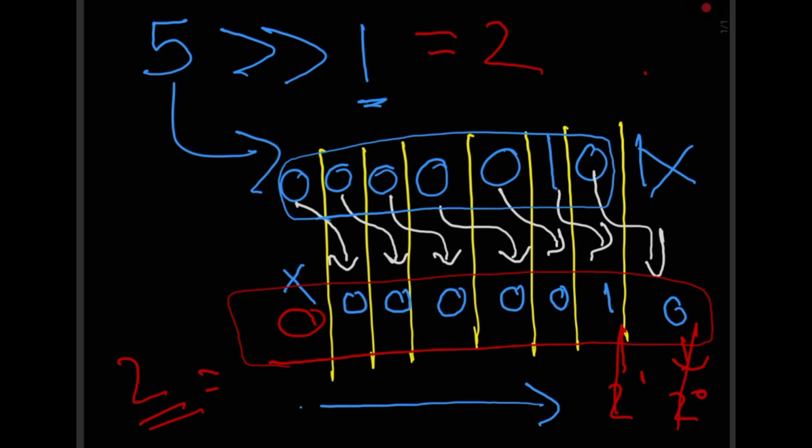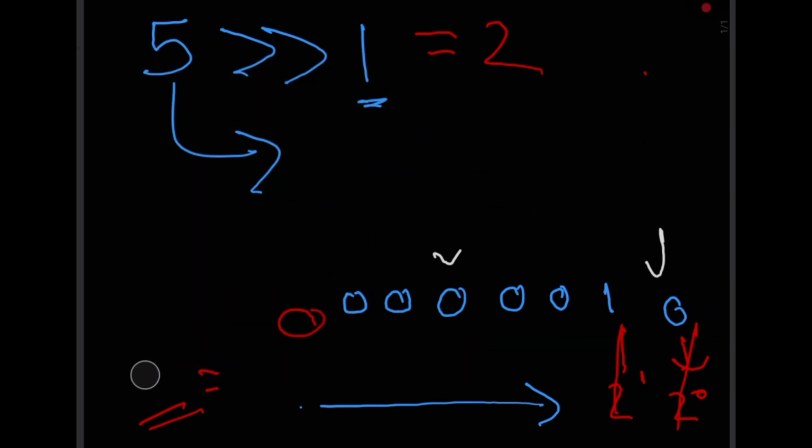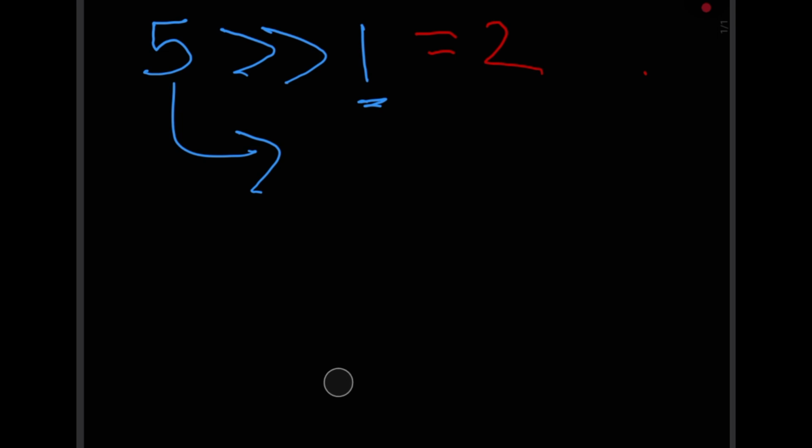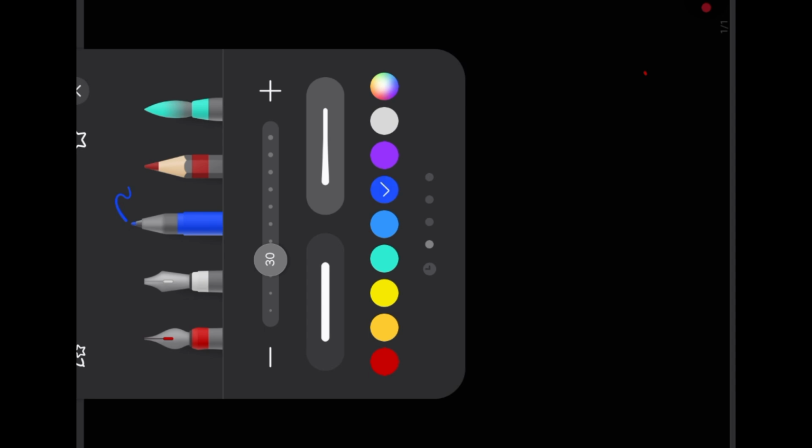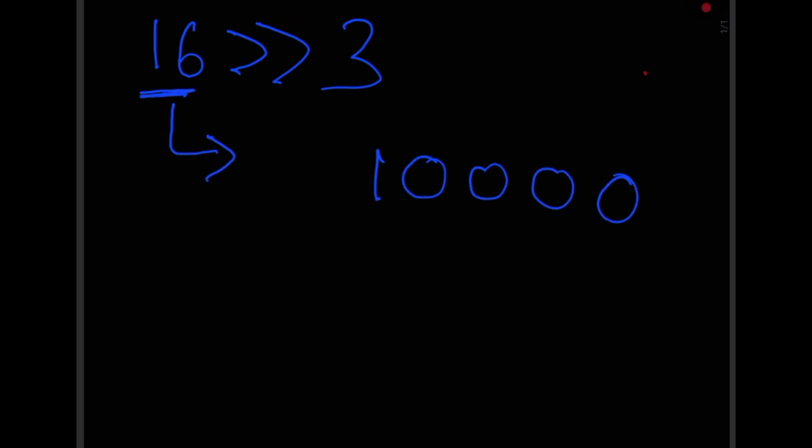Let's take one more example. Now let's take one more example of 16 right shift 3. Okay, so what we have to do is write the binary of 16. So binary of 16 is 1 0 0 0 0. Okay, now we will make it 8-bit by writing 3 zeros over here.